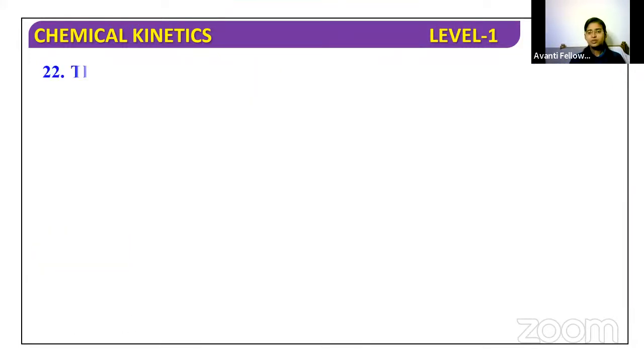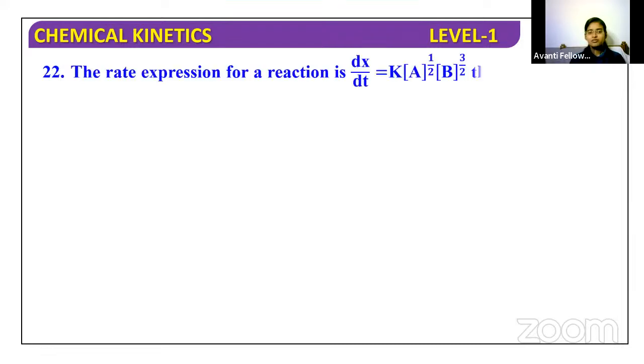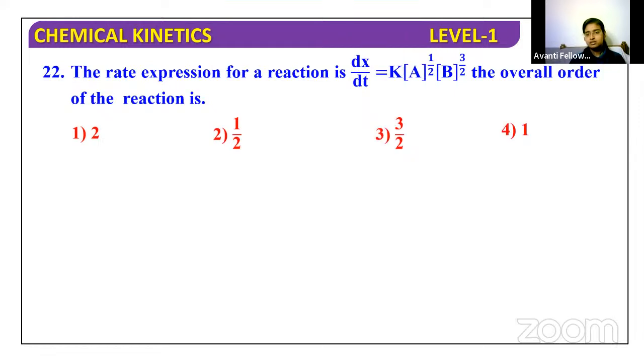Question number 22. The rate expression for a reaction is given. The overall order of the reaction is 2, 1 by 2, 3 by 2, 1. What is the correct answer? What is the order of this reaction? Very, very easy question.